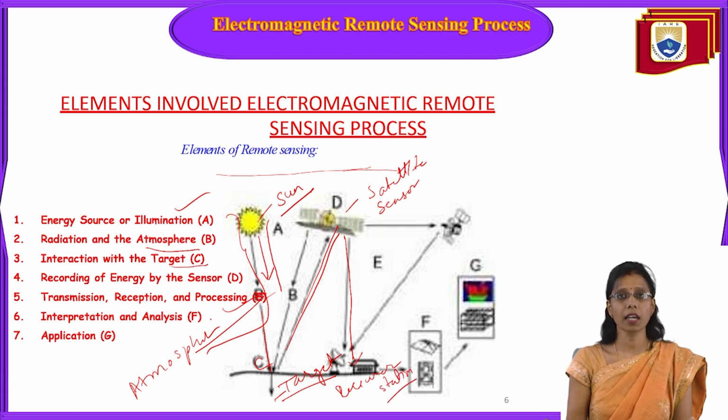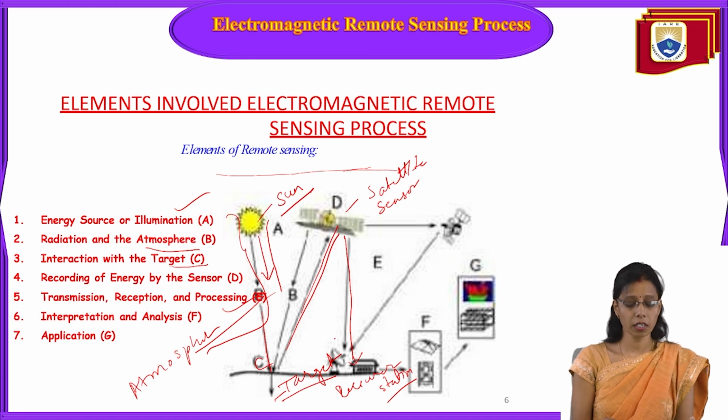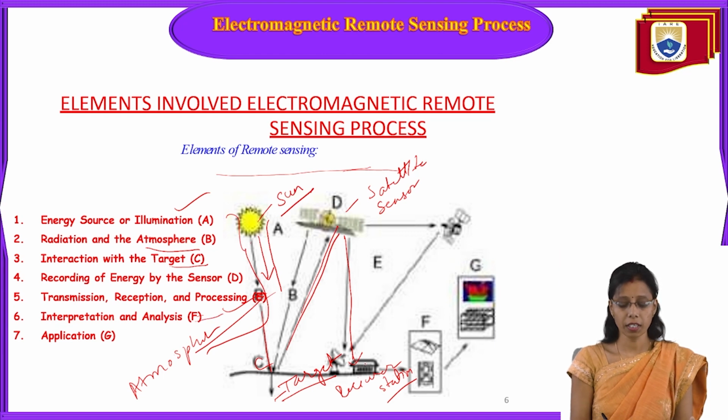it will receive the signals and the data. Whatever energy is recorded will be received by this receiver station, and after the receiver station it goes to interpretation and analysis. Interpretation and analysis is done based on the data received by the receiver. Then later you can go with the application part. So after receiving the data, finally the application part is applicable. So these are the elements involved in the electromagnetic remote sensing process.